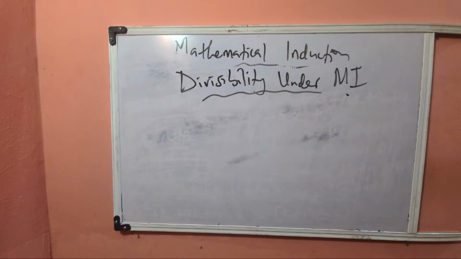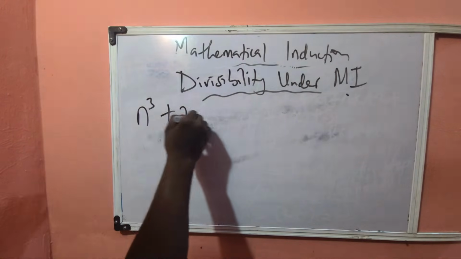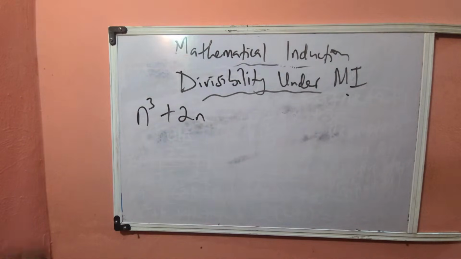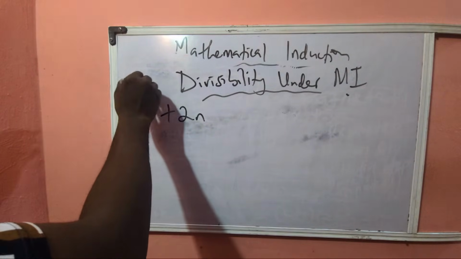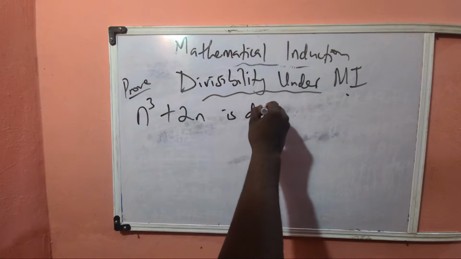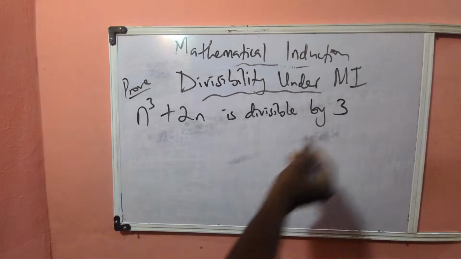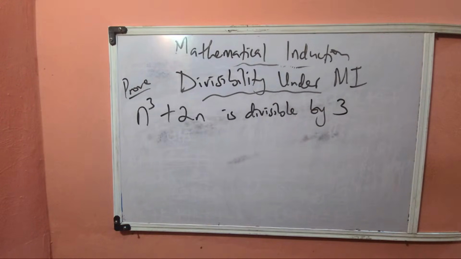Look at this particular thing: n cubed plus 2n. You have n cubed plus 2n. They now say prove that this n cubed plus 2n is divisible by 3. They say you should prove that this particular expression is divisible by 3. So how do you prove that this is divisible by 3?